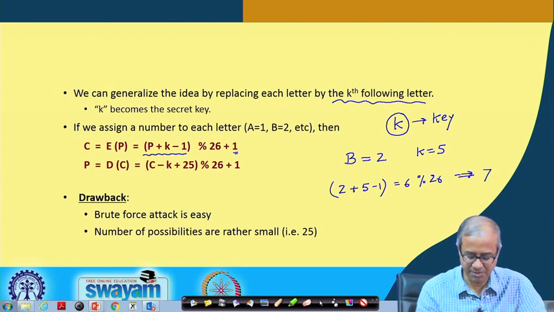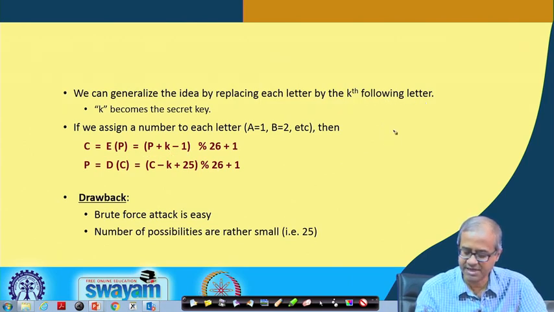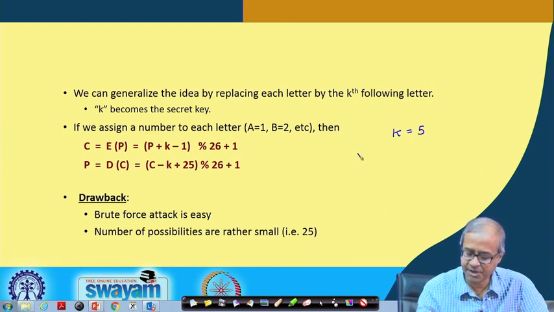Let us take another example. Suppose again K equal to 5 and I am trying to encrypt the letter Y, which is 25.